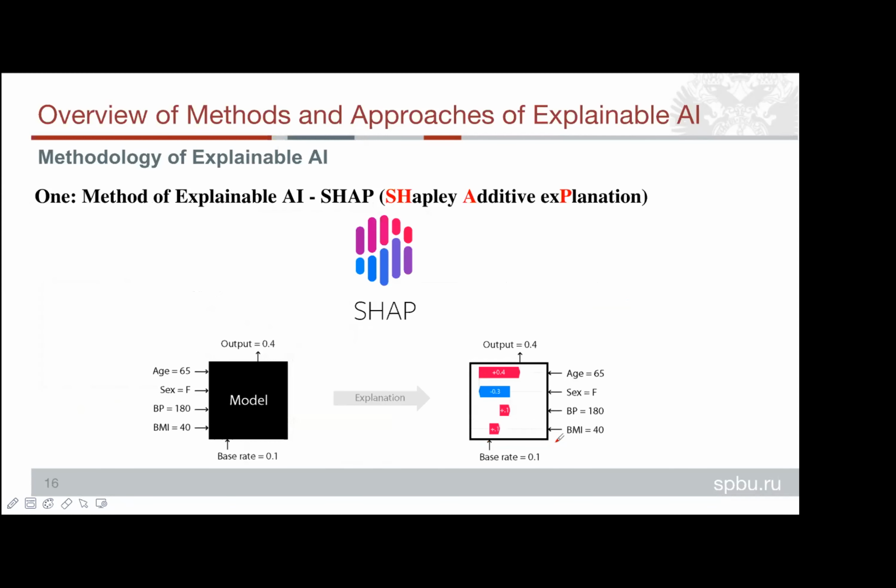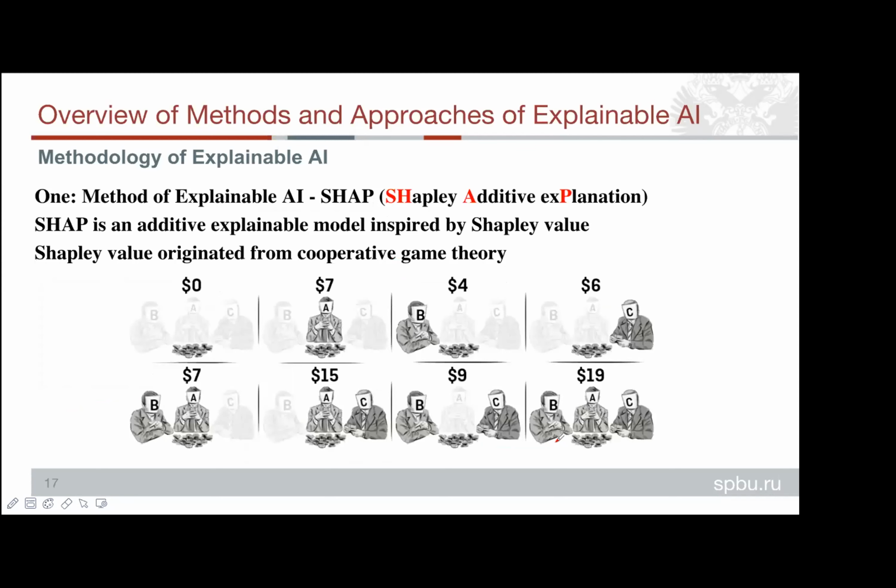Next, I will introduce to you the first explainable AI method in this report. It's called SHAP. And I will show how to explain the XGBoost model with SHAP. SHAP is SHapley Additive exPlanation. SHAP is an additive explainable model inspired by Shapley value. Shapley value originated from cooperative game theory. Shapley distributes the benefits to each participant fairly through a reasonable calculation method.